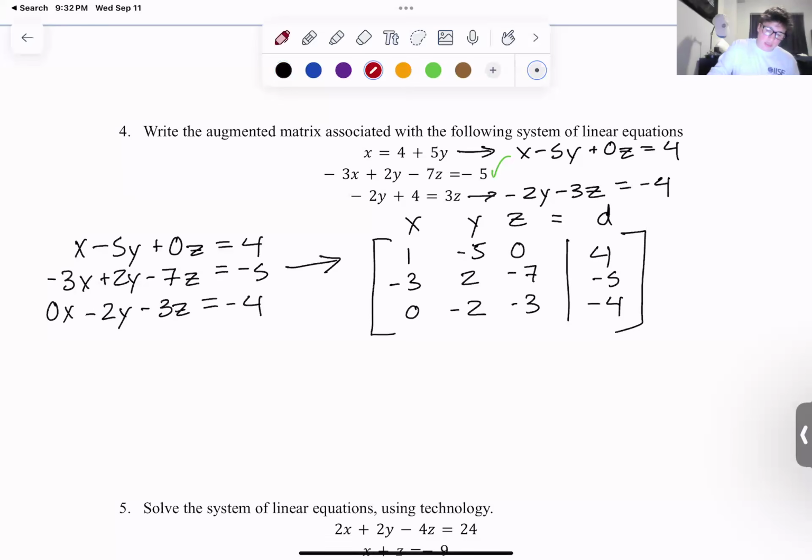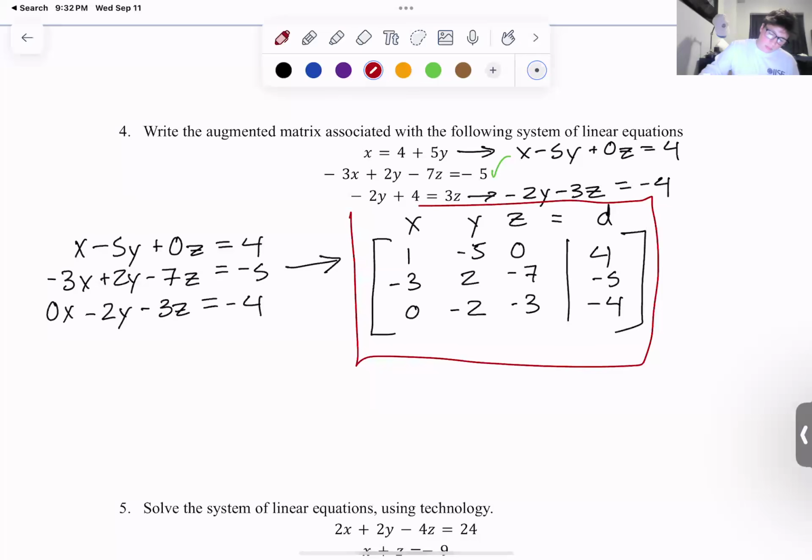And that's your answer right there. And that is your augmented matrix. Now, if you're asked to give the augmented matrix in row reduced echelon form, however you say it, you're going to have to put it in the calculator, RREF, that whole process.